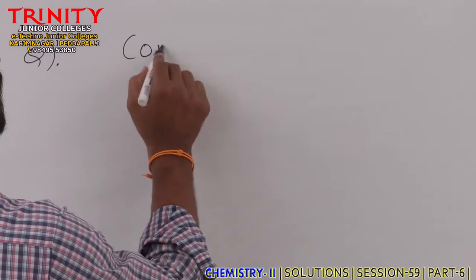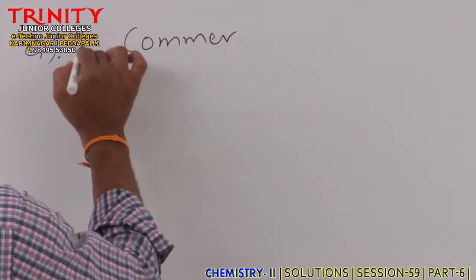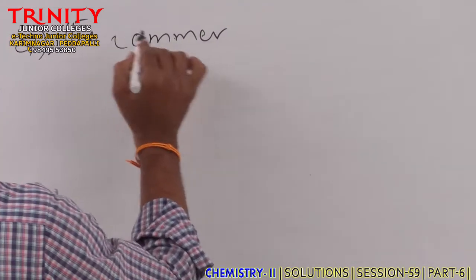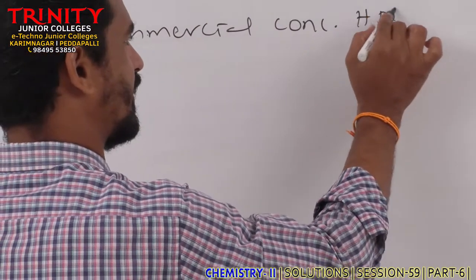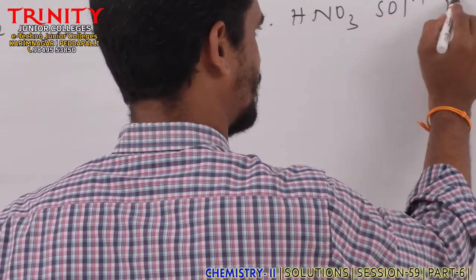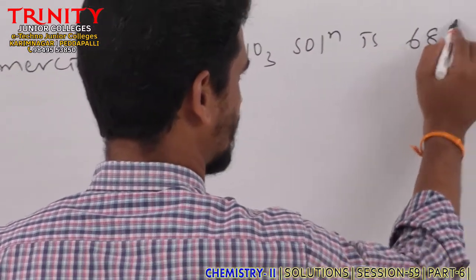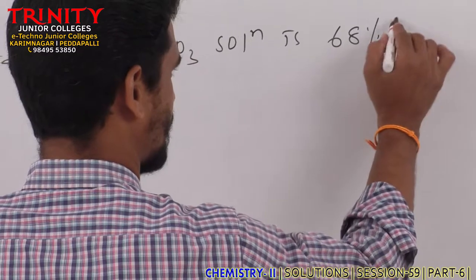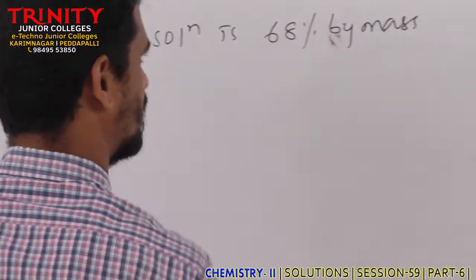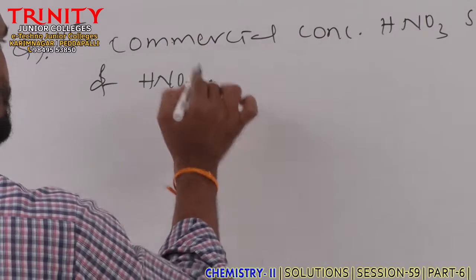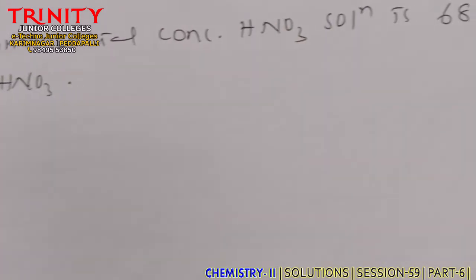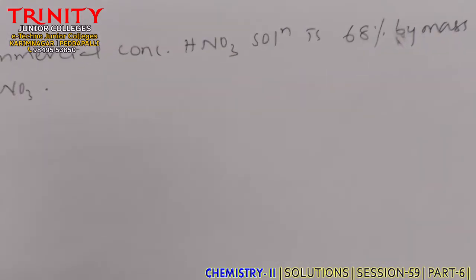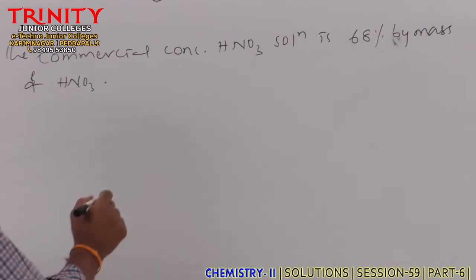The commercial concentrated nitric acid solution is 68% by mass of HNO3. The commercial concentrated HNO3 solution is 68% by mass of HNO3.